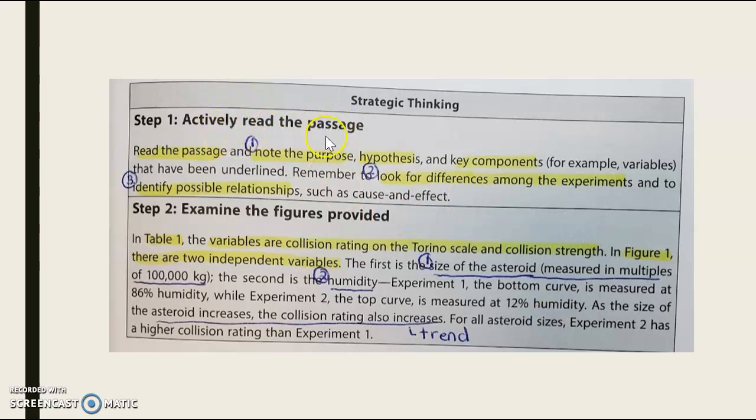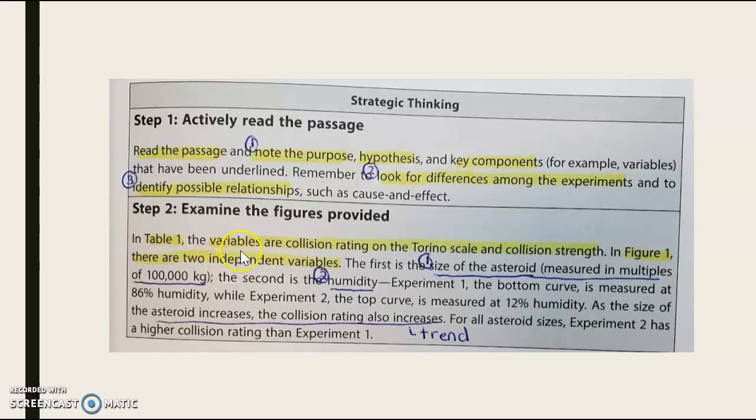Actively read the passage, make sure we're noting the purpose and the hypothesis or key components, like the variables. Look for differences among the experiments, and identify any relationships if possible. One example that they're giving you would be cause and effect. Step 2, make sure that you examine or think about the figures that they give you. You're going to be given a couple tables here.